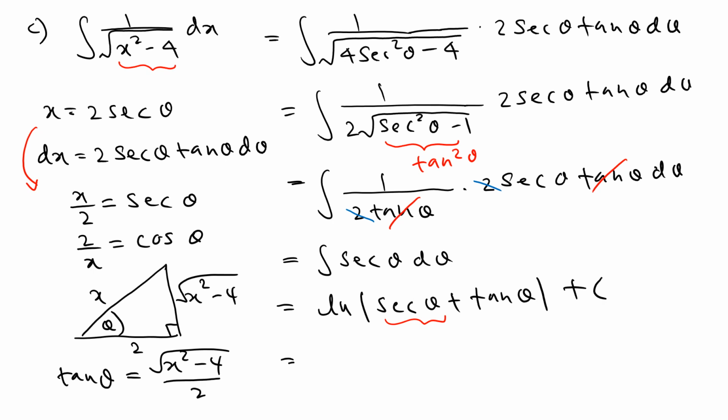So we can plug those in here. If you plug that in, you're going to get ln of secant, which is x over 2, plus tan, which is the square root of x squared minus 4 over 2. This is perfectly fine, but you can see that there is a common denominator, and then we can take it out. If you take it out, you get ln of 1 half, which you can combine with c. So it's just a constant. So finally, if you want, you can write it like that.